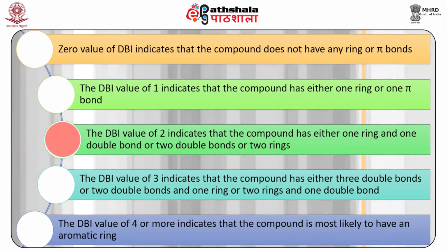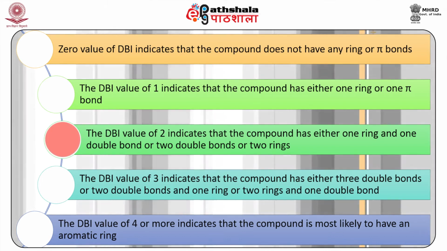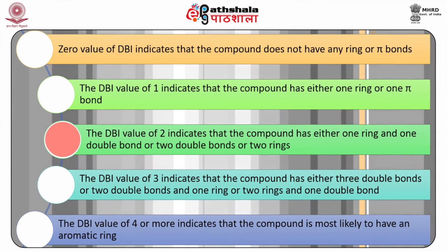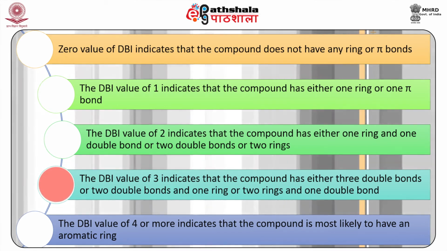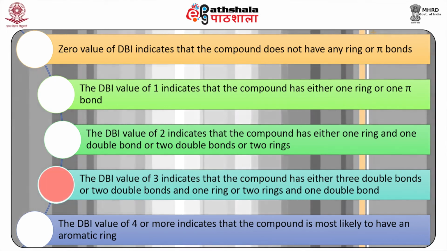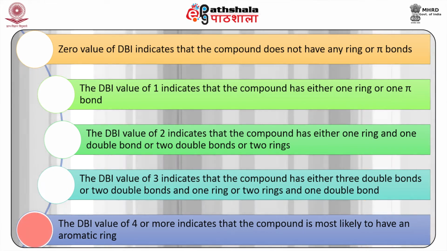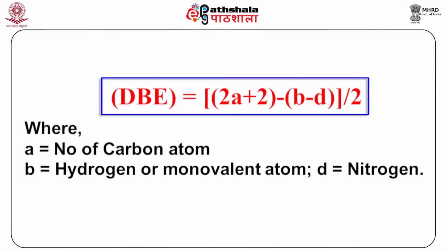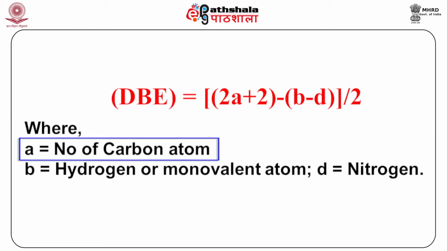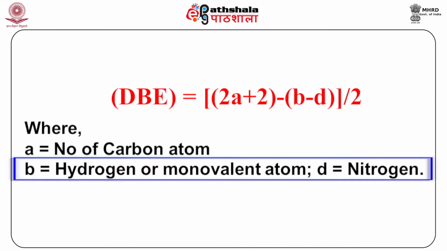The DBE value of 2 indicates that the compound has either two rings, or one ring and one double bond, or two double bonds. The DBE value of 3 indicates that the compound has three double bonds, or two double bonds and one ring, or two rings and one double bond. The DBE value of 4 or more indicates that the compound is most likely to have an aromatic ring. Now the formula for DBE is equal to [(2a + 2) - (b - d)] divided by 2, where a is equal to number of carbon atoms, b is equal to hydrogen or monovalent atoms, d is equal to nitrogen atoms.